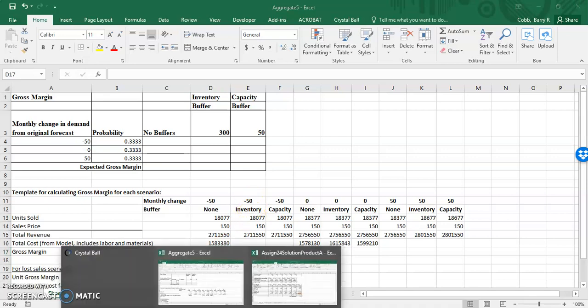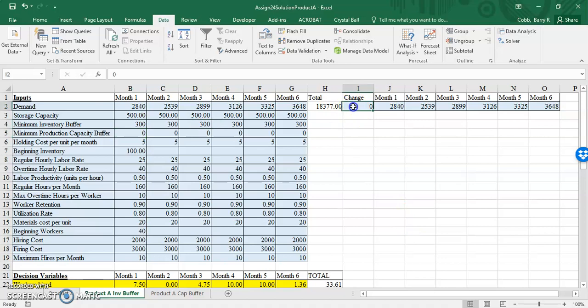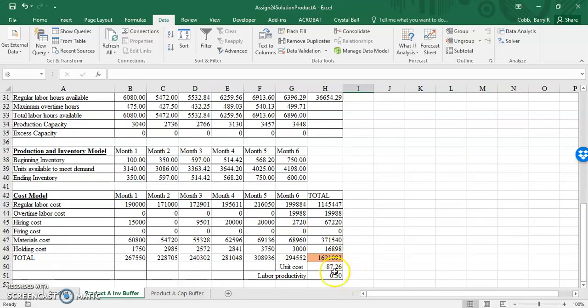What about the inventory buffer model? If we change this to -50, total sales goes down to 18,077. Our total cost is now $1,621,093.